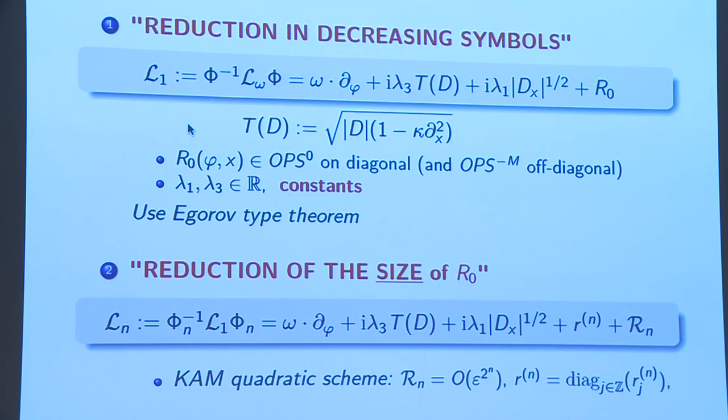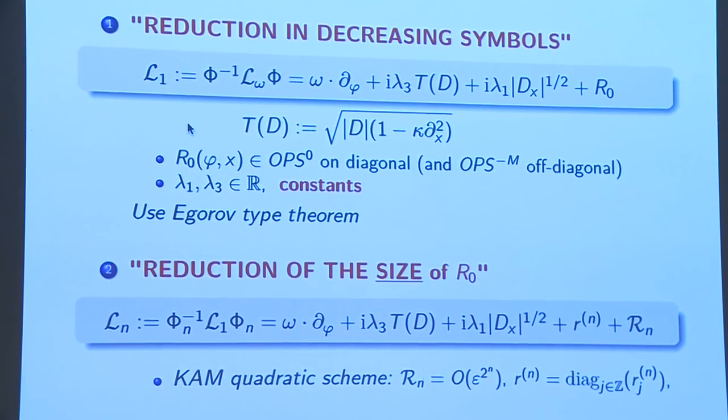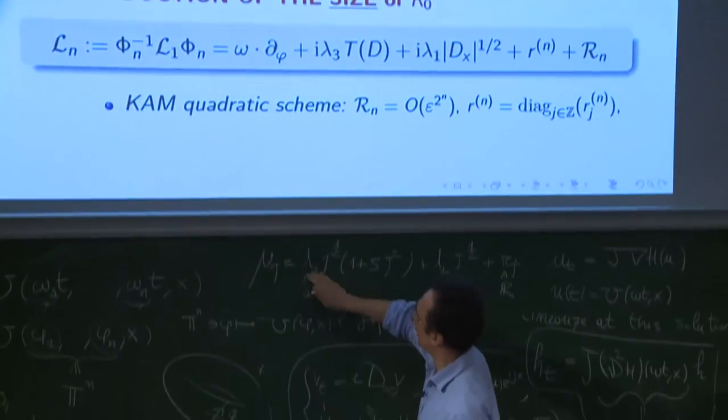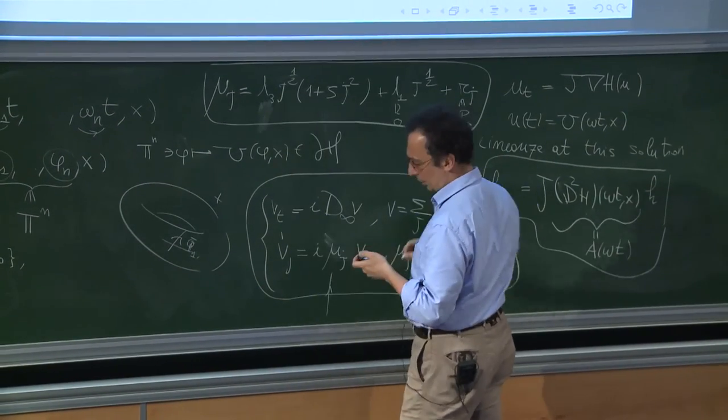At this point, it is natural to start erasing terms which are epsilon, and then epsilon square, epsilon 3, and so on, namely to perform, say, a normal form analysis, removing sides. So these are the two steps. First, to reduce to constant coefficients in decreasing symbols, and then at that point to reduce the sides of the perturbation to diagonalize. The effect of these two things will lead to this representation for these eigenvalues.